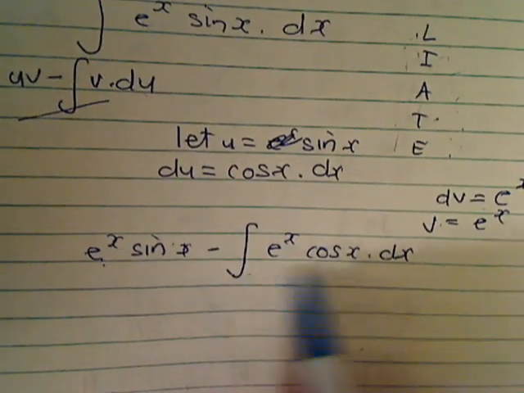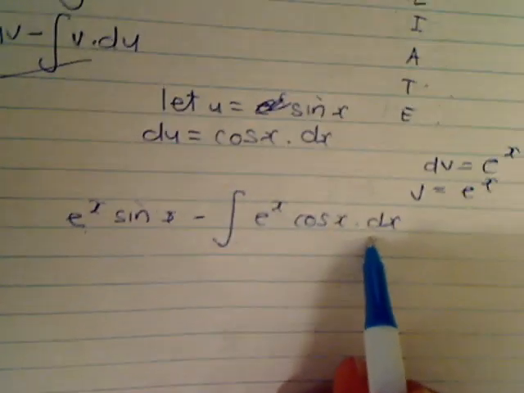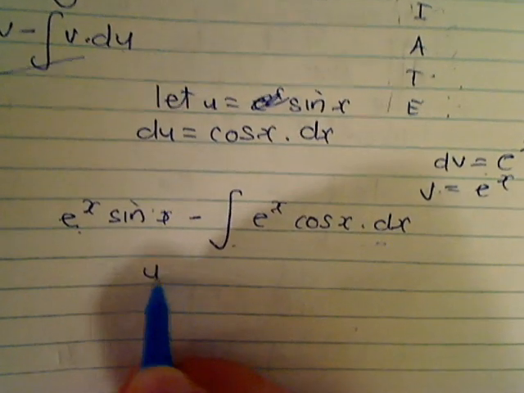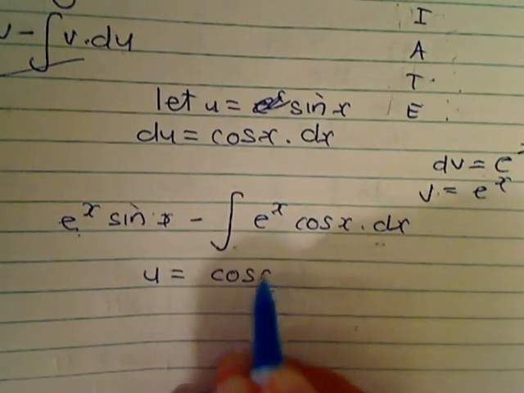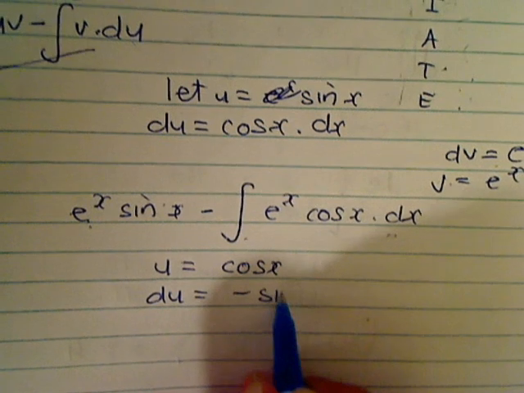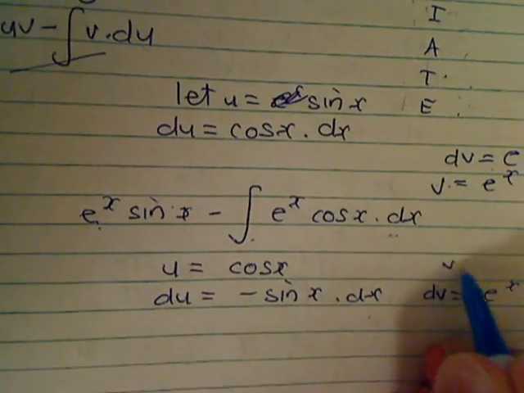Now you have to use integration by parts again for this problem. So I'm going to use u and v again. You shouldn't really, but I'm just lazy. So I'm going to let u equal cos x. That means du equals minus sin x dx, and dv equals e^x dx again, and v equals e^x.